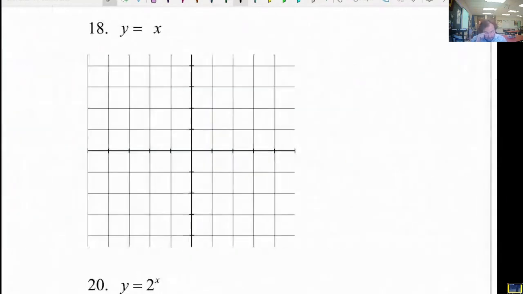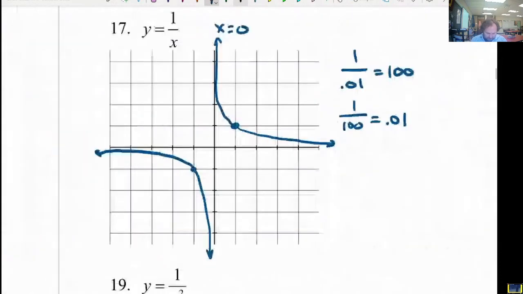Number 18 is y over x. I suspect this is a typo on this page, but I mean, if you really want to graph it again, you can. It's the same graph as it was before, but it might be helpful just to remember what that looks like. I suspect there's something missing here, though, so that's okay.